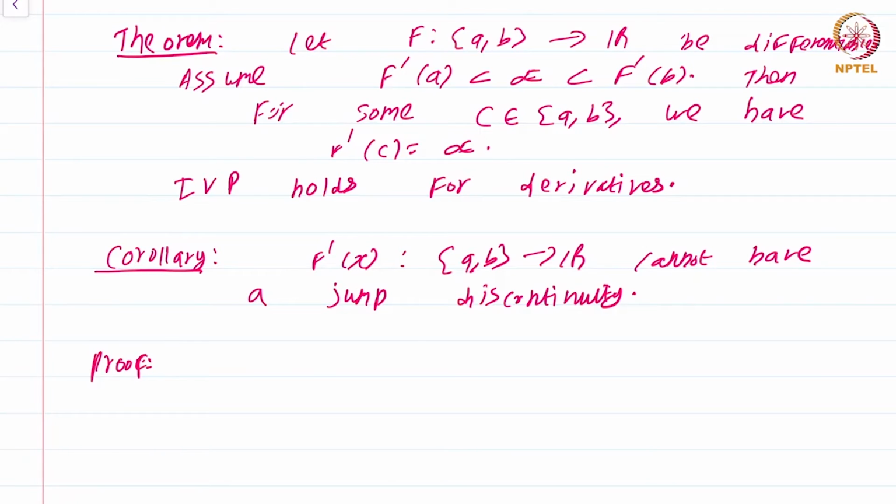Now let's prove the theorem. Let's consider this for a moment. We want to show that all intermediate values are taken. So what I do is I simplify the situation.